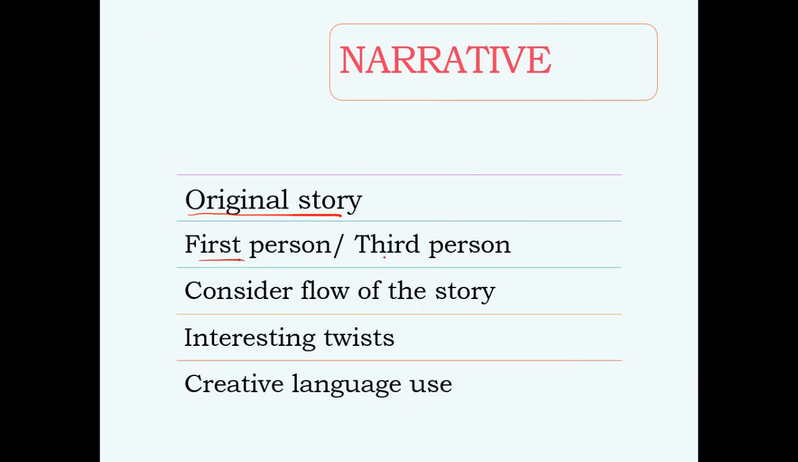And it's first person or third person. It depends on you, whether you want to make it first person, that means you want to put I, or third person, whether you want to put she or he. Okay, you should consider the flow of the story. When I say the flow of the story: interesting twist, creative language use. When you're writing a story, always remember a plot. It's like you're climbing a mountain, so you're starting here. You set the scene. It's very, very important, because when you do your opening, when you set your scene here, it should flow. And then when you reach the top, there will definitely be a climax, okay?